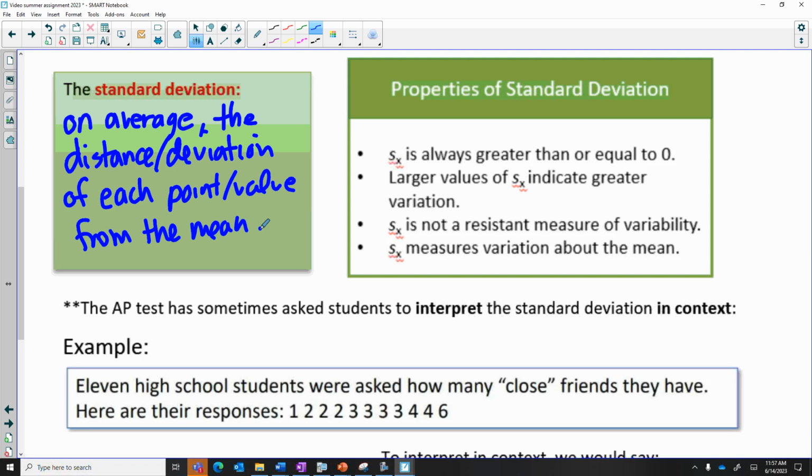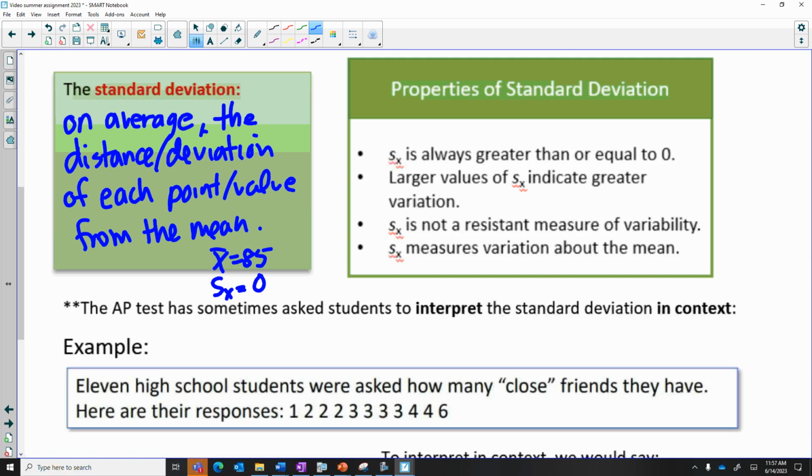So basically, I'm going to give you a real life example. Let's say I'm someone who's very consistent. I get an 85 on every test. 85, 85, 85, 85, 85. Well, then my mean would be 85 because I get an 85 on everything. So my average is 85. And then my standard deviation, which is S sub x, would be 0 because everything is at the mean. Nothing deviates from the mean. Everything is the same, so I don't deviate at all from my mean.